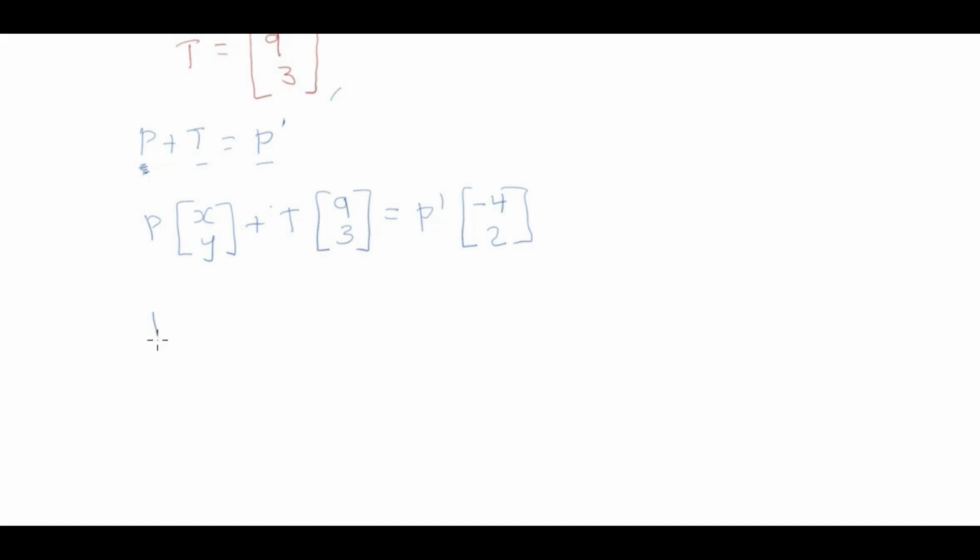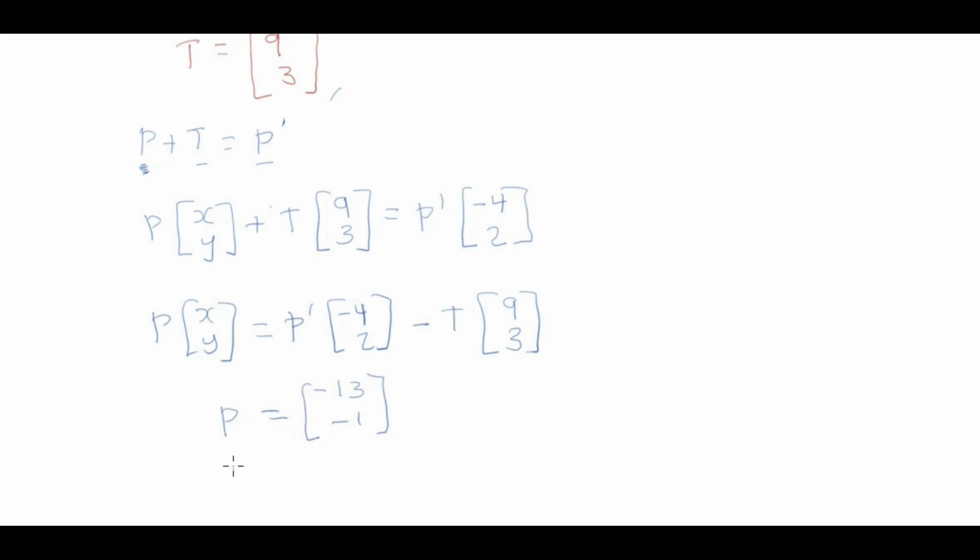So to find P, P is equal to P naught, negative 4 2, minus T, which is 9 3. That is minus 4 minus 9, which is minus 13, and 2 minus 3 is minus 1. Thus P is negative 13 negative 1.